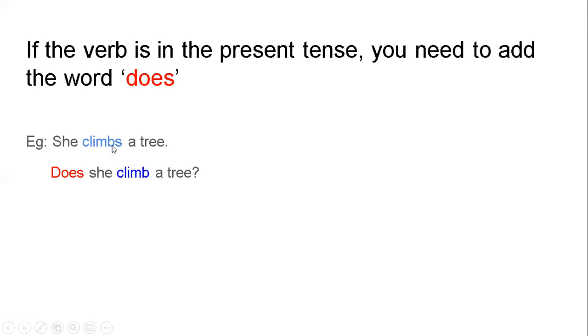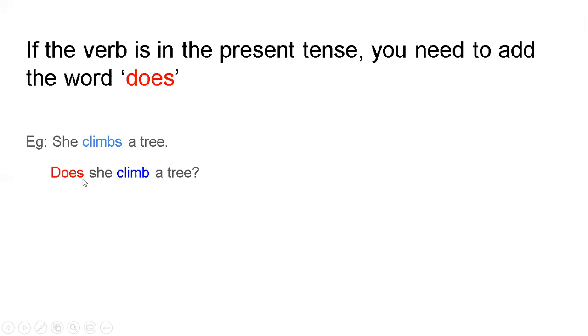Now, is this present tense? You know the meaning of present tense, right? Present tense meaning the action is happening right now. It's not over. So she climbs a tree, meaning she's doing it right now. So if the verb is in present tense, use the word "does." So you start with "does."